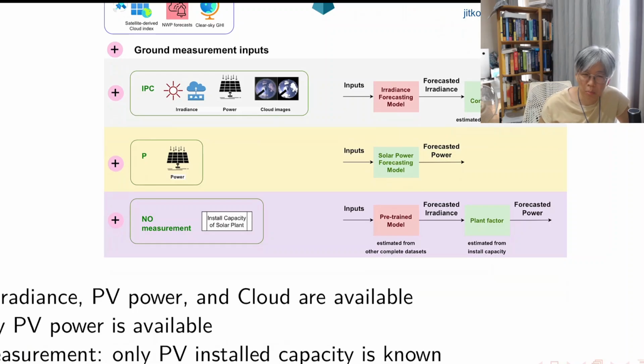The last would be the one with very limited resources. You don't have measurement of anything. All you have is the information of installed capacity of the solar panel. So maybe those who are solar rooftop residential areas would fall into this category.